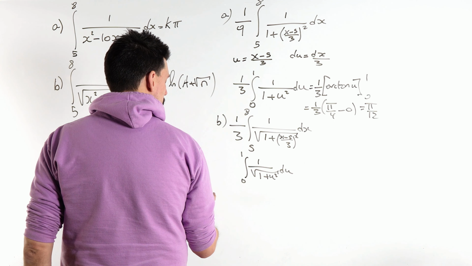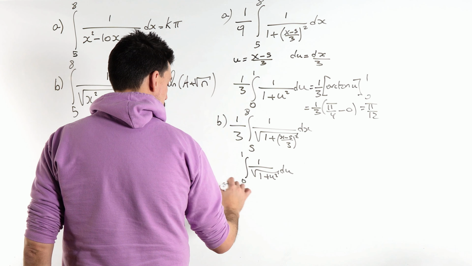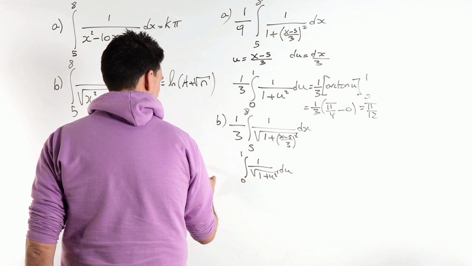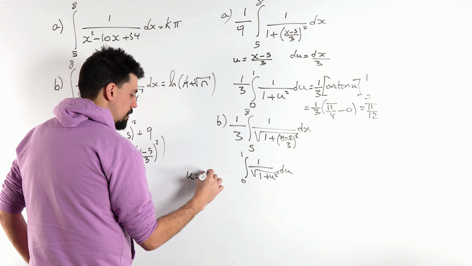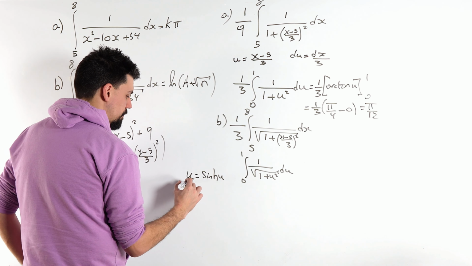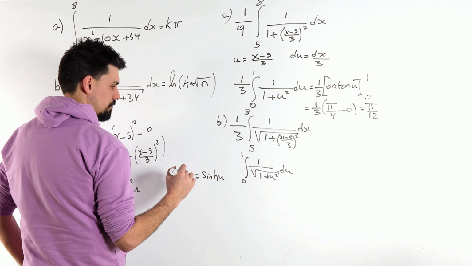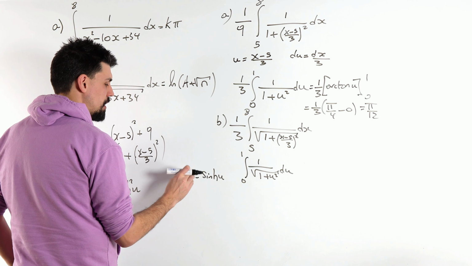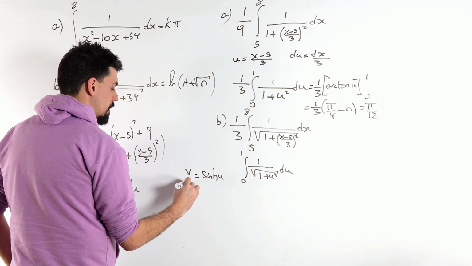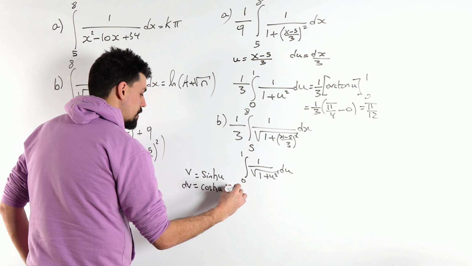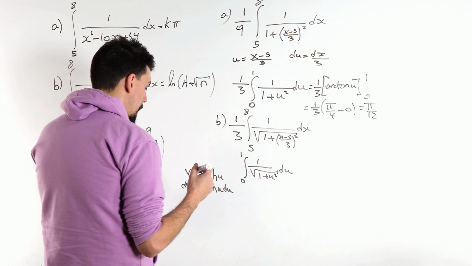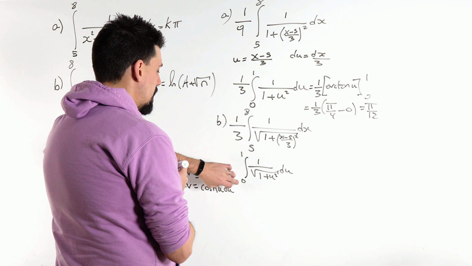So what are we going to do? We are going to make the substitution. Let's do it over here. u is equal to sine u. Not u, we've already used u. What should we go for? v. dv is cos u du. I'll deal with that in a second.